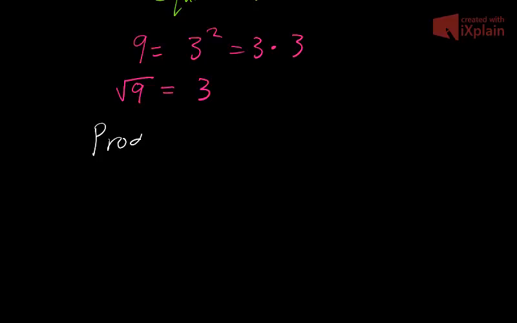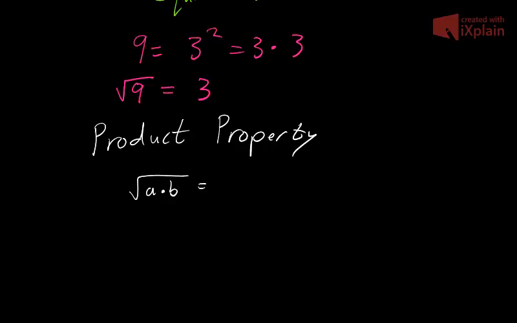What the product property is, I'm going to write it using the most algebraic way possible, which means it's going to be all with letters. But what it says is the square root of a times b equals the square root of a times the square root of b. And what this means is multiplying things inside a square root is the same as multiplying things outside the square root.